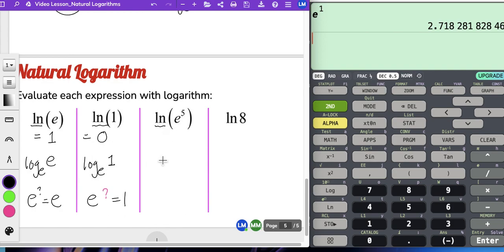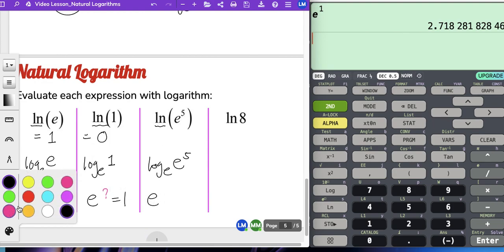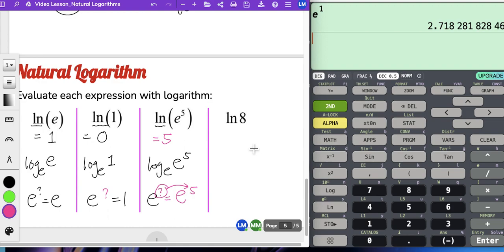So this one, again, when you say ln, meaning log e. So this one is asking us log e of e to the fifth. So this one is asking us, e to what power is e to the fifth? Of course, the answer is 5. Very straightforward, right? And this last one, again, even though you see ln, meaning log e, is asking us log e of 8, meaning e to what power is 8?